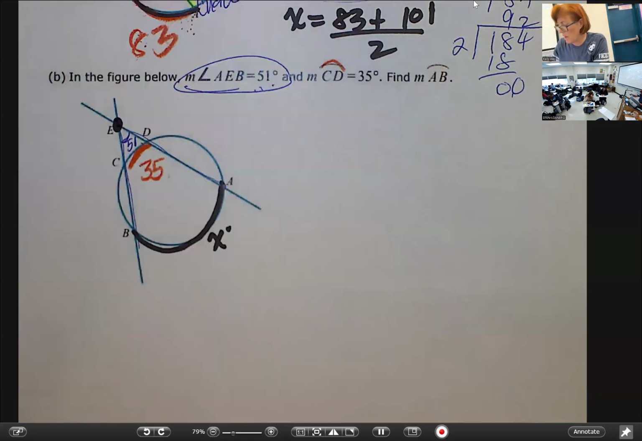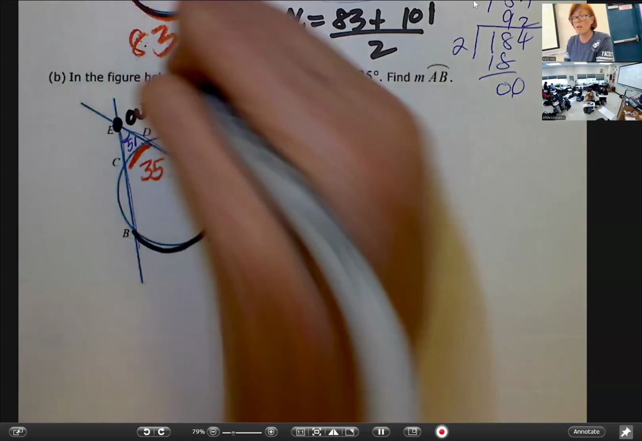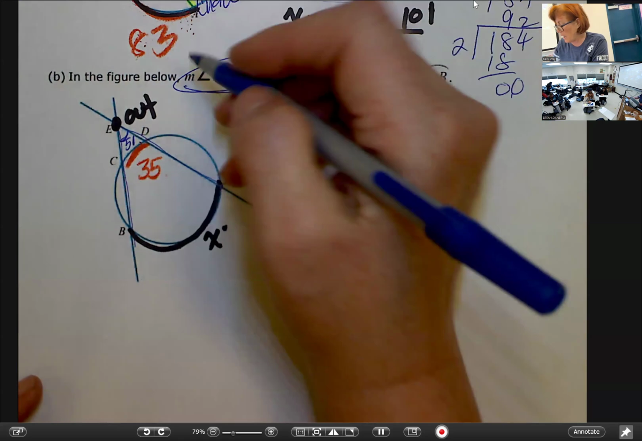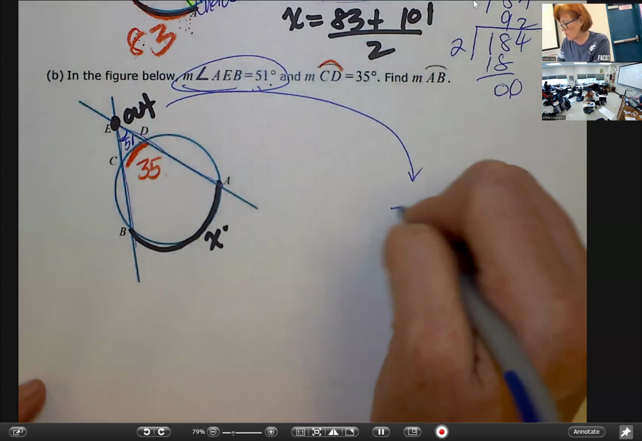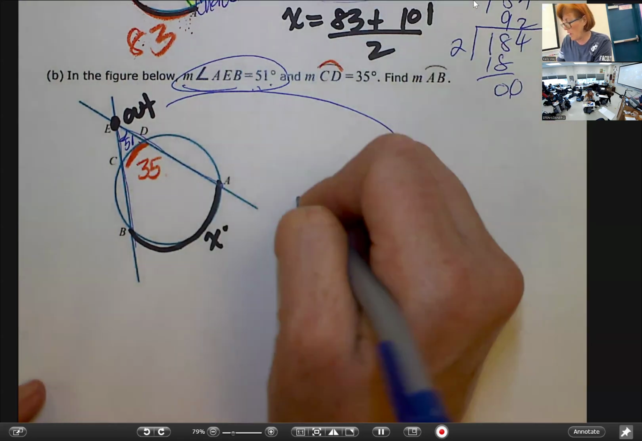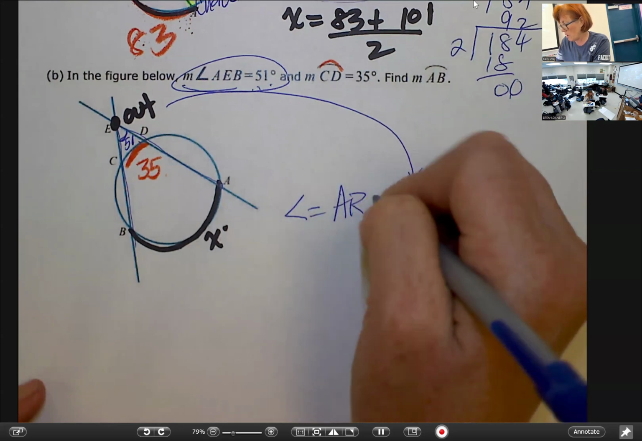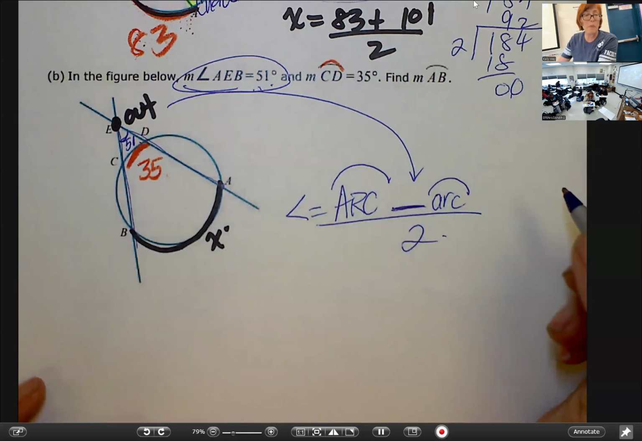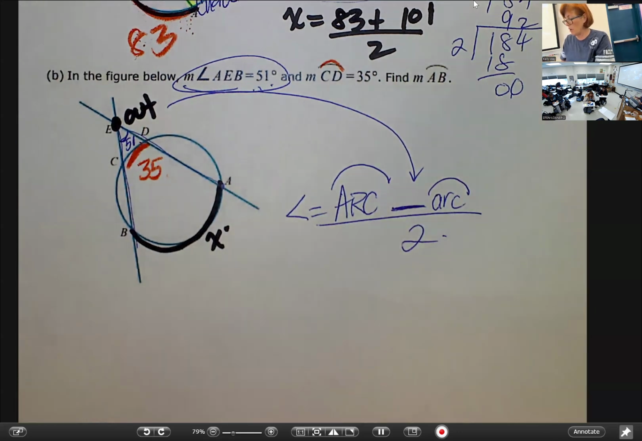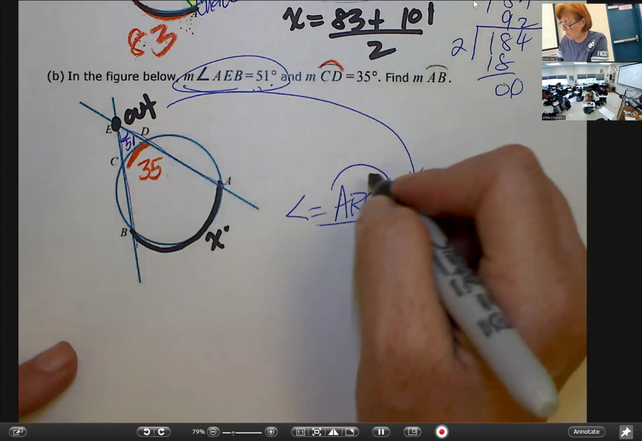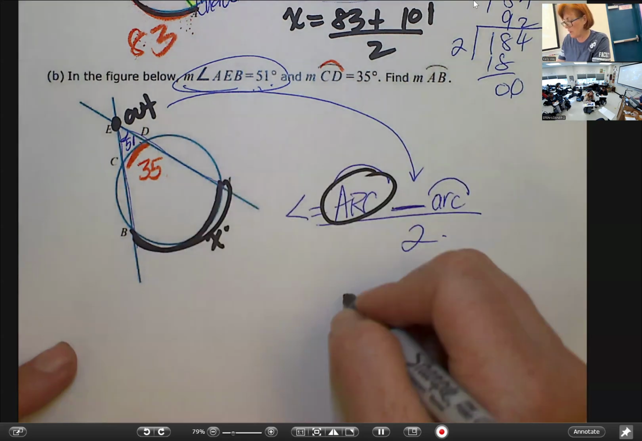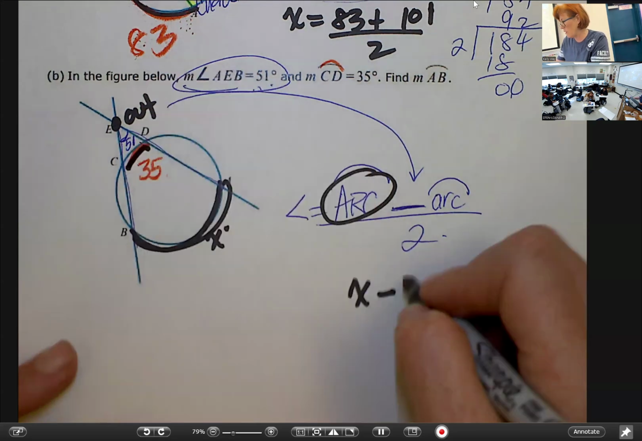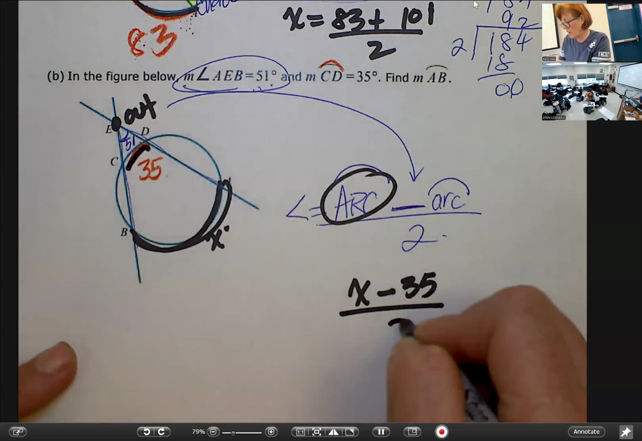This is, glad you asked, this is an out. So in is add, out is a subtraction. So it's going to be angle equals the big arc minus the little arc over 2. And a circle plug check. In this case, our big arc is X. Our little arc is 35.